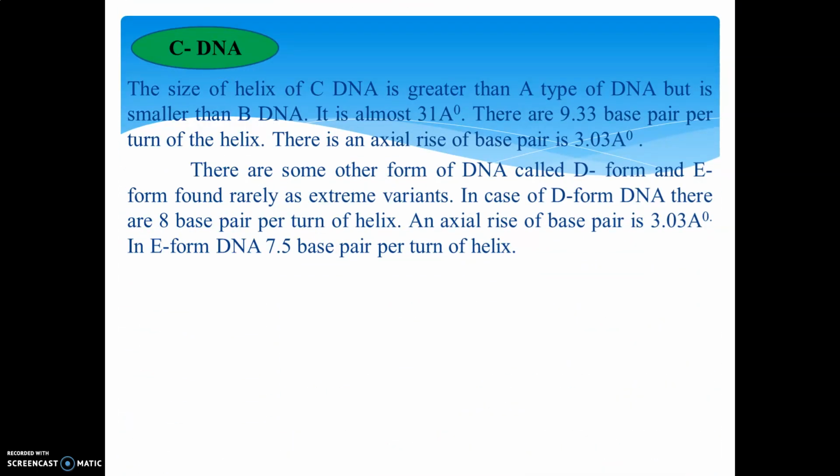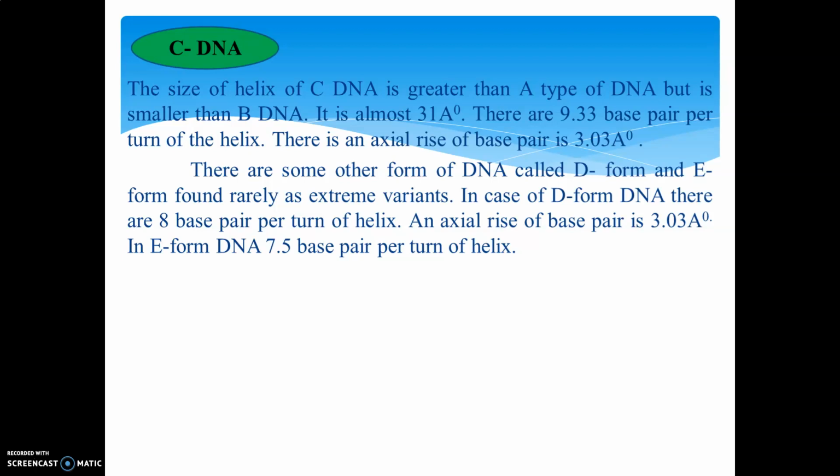Now we look at the C DNA. The size of the helix of C DNA is greater than A type DNA, but it is smaller than B DNA. It is almost 31 angstrom. There are 9.33 base pairs per turn of the helix. The axial rise per base pair is 3.03 angstrom.